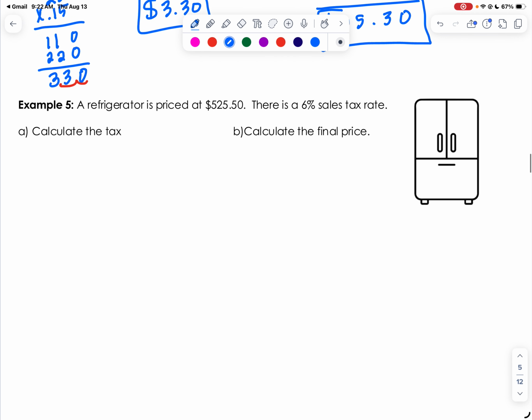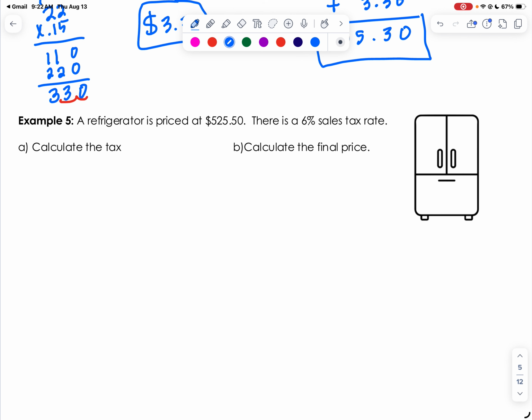A refrigerator is priced at $525.50. There is a 6% sales tax rate. In part A, they want you to calculate the sales tax. So the decimal equivalent for 6% is 0.06, and we're going to multiply that by 525.50. All right, pause the video and try problems A and B on your own. When you're ready to check your answers, press play and then check your answers.